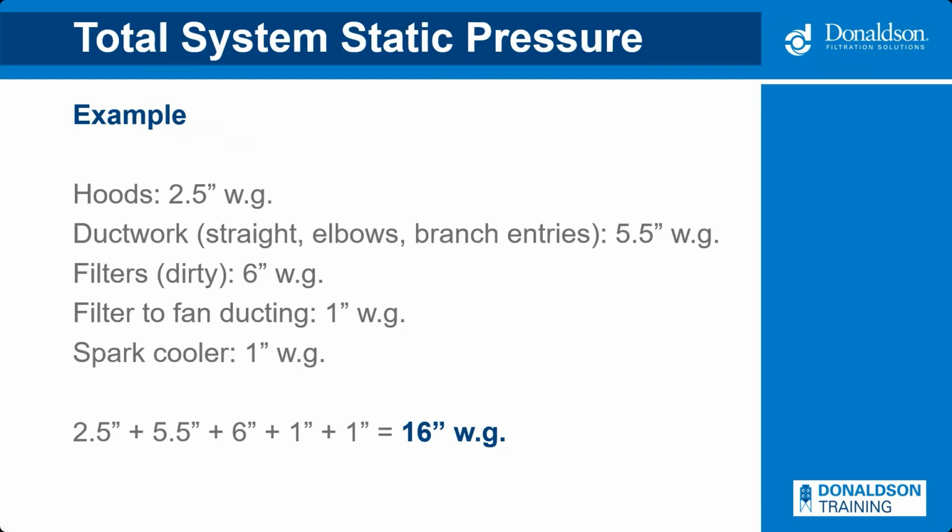The filter to the fan ducting in this example is 1 inch of water gauge. And then let's say we have a spark cooler in the system. This might be a welding application or a laser table or something like that. That spark cooler is going to add another inch. So the total system static pressure for this example is 16 inches water gauge.